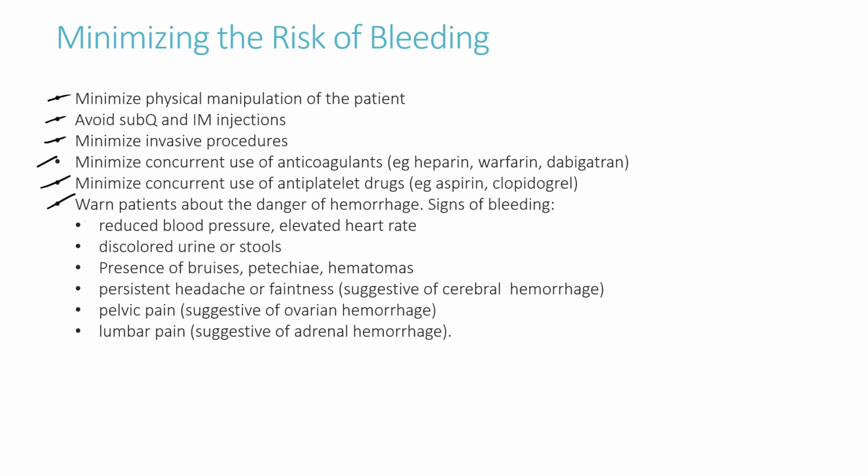dangers of hemorrhage. So signs of bleeding can include reduced blood pressure, elevated heart rate as a compensatory mechanism, discolored urine or stools, because the blood actually enters into the urine and stools, presence of bruises, petechiae, and hematomas as an indication of bleeding, persistent headache or faintness, suggestive of cerebral hemorrhage, pelvic pain, suggestive of ovarian hemorrhage, and lumbar pain, which is suggestive of adrenal hemorrhage.